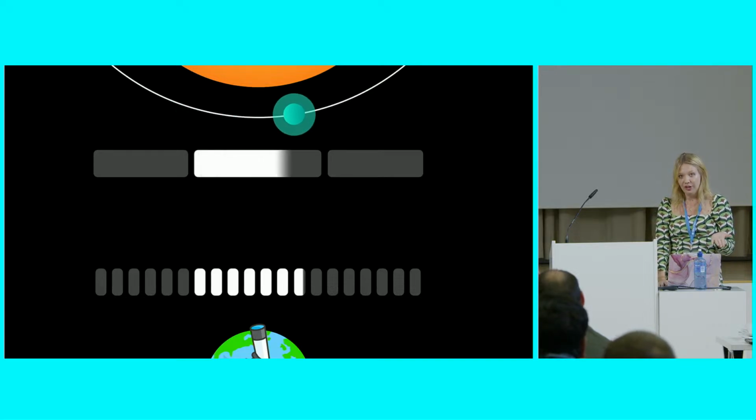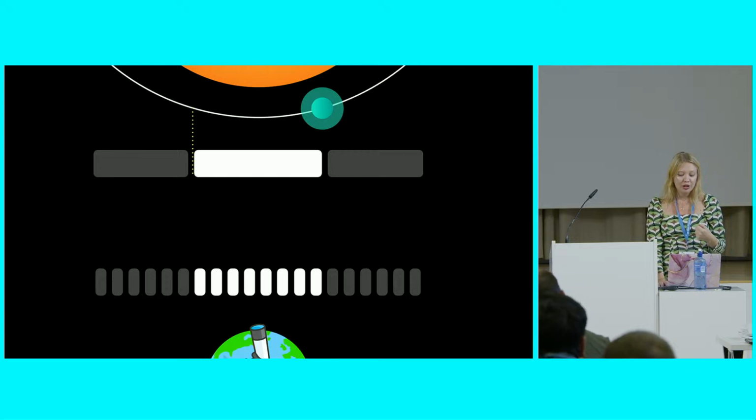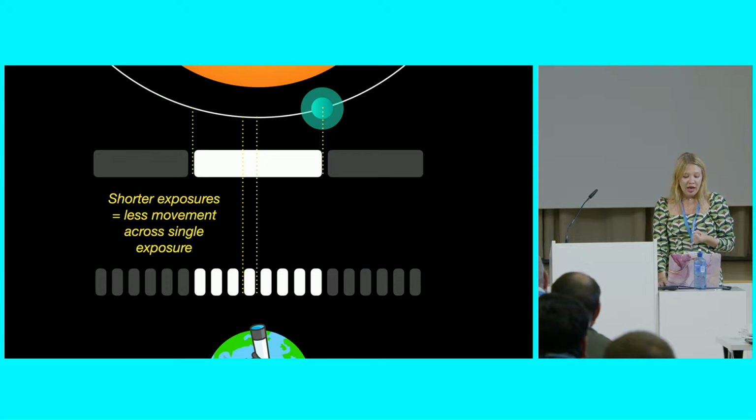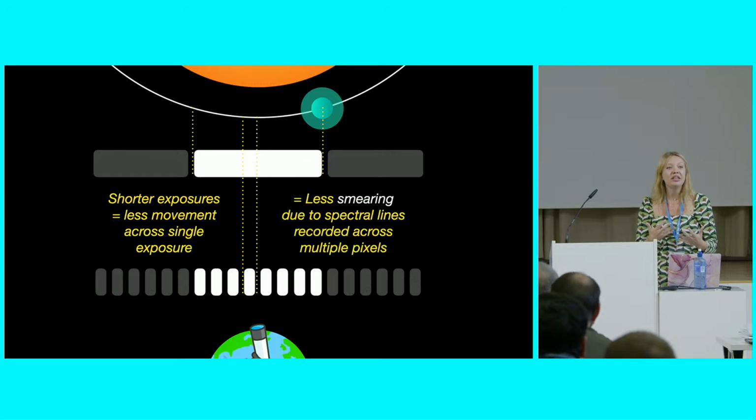Well, on the flip side, what's happening during that single exposure? The planet is moving, as we established, but that means that if your exposure is longer, the movement of the planet on that single exposure will be greater than in the shorter exposure. And if you have a large movement of your planet during that exposure, you're going to get this smearing effect, where you're recording your planetary lines across multiple pixels, and you're effectively going to decrease the spectral resolution. And the high spectral resolution is the whole reason we're using these ground-based instruments in the first place.